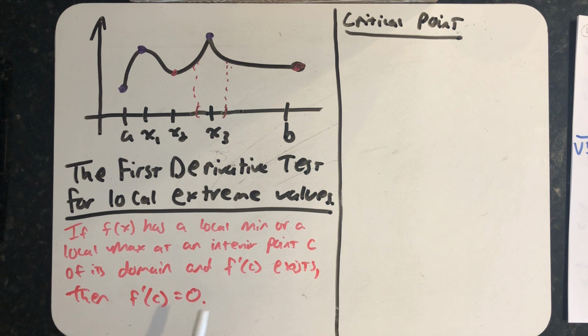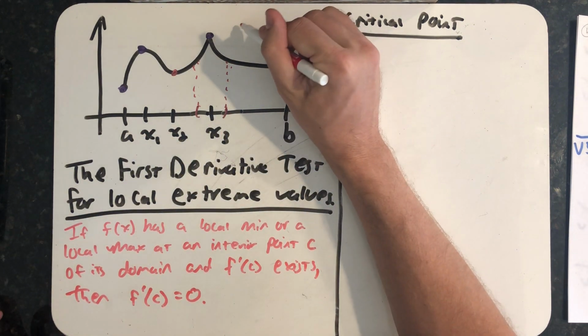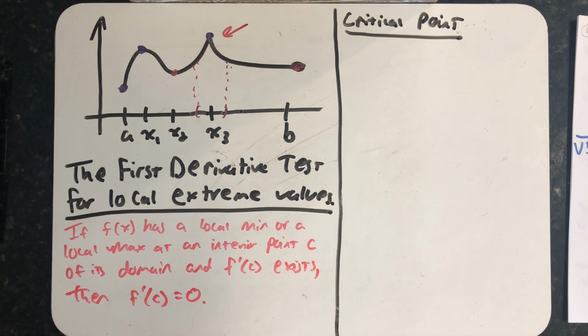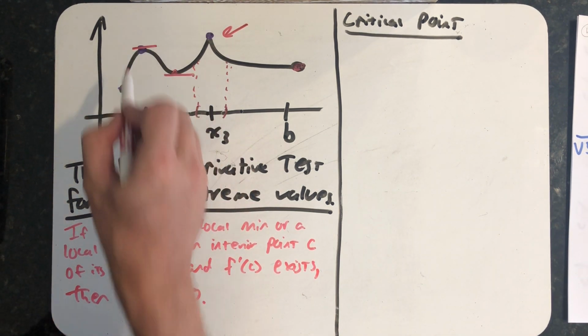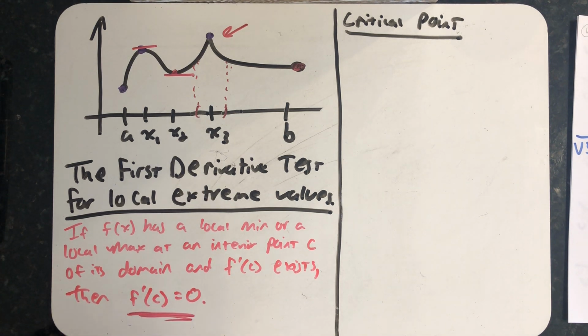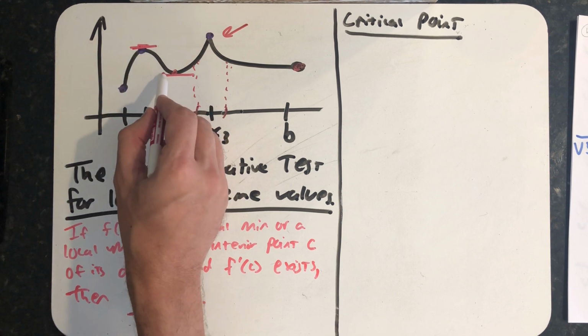And this theorem says if I have a local min or a max at an interior point and the derivative exists, then the derivative has to be 0. 3 spots to look at. This is a cusp, so the derivative does not exist. At these 2 spots, it does look like I have a horizontal tangent line, a line with a slope of 0. So it does seem to match my description.